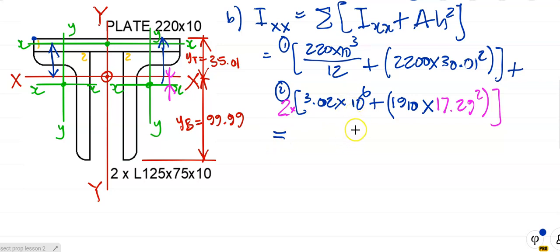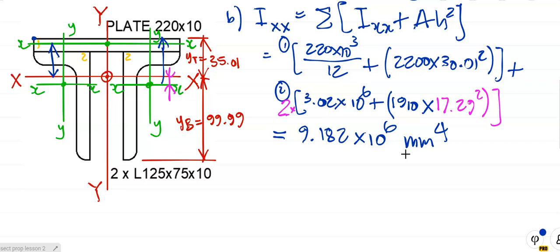Okay, I'm going to do the calculation, and what did I get? I got 9.182 times 10 to the power 6, and put the units in, millimeters to the fourth. There we go. Okay, so it's 9.182 times 10 to the power 6. Right, people, so that's IXX.